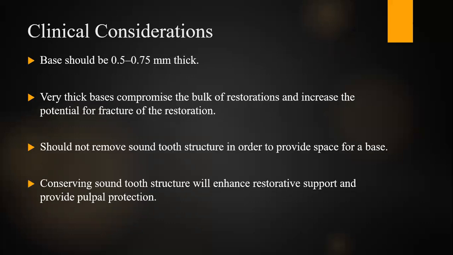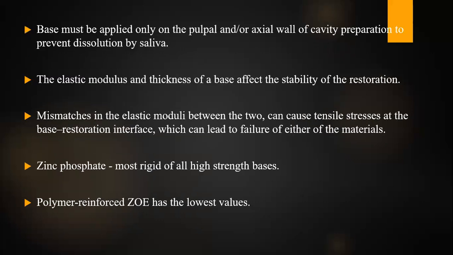Then clinical considerations. Bases should be 0.5 to 0.75 mm thick. Very thick bases compromise the bulk of the restoration and increase the potential for fracture of the restoration. It should not remove sound tooth structure in order to provide space for a base. Conserving sound tooth structure will enhance restorative support and provide pulpal protection. Base must be applied only on the pulpal and axial walls of cavity preparations to prevent dissolution by saliva.